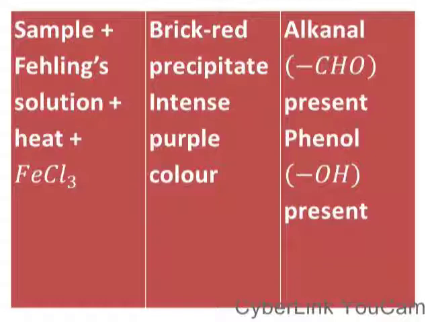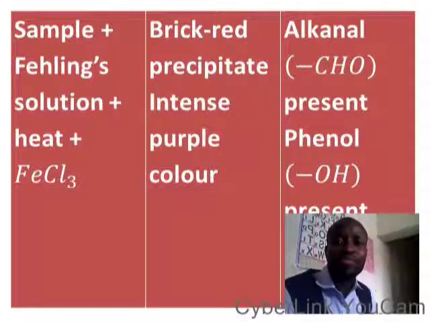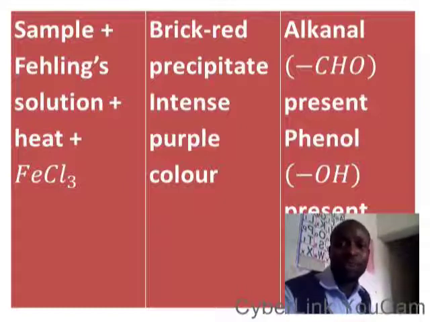When you have a sample of food plus Fehling's solution plus heat, if there is a brick red precipitate, an alkanal is present. Plus iron 3 chloride, intense purple color, a phenol could also be present.